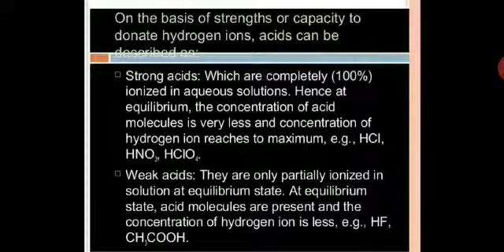So try to relate the concept. Strength of the acid has nothing to do with the concentration. Please try and understand: dilution will not make a strong acid weak, and concentration of a weak acid will not make the weak acid strong. Please try and understand this concept very well.